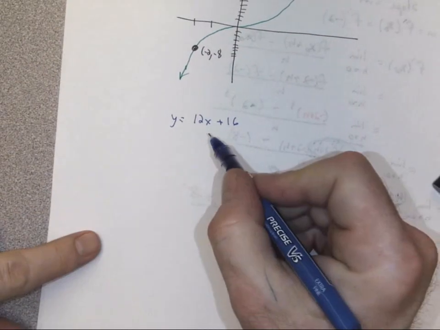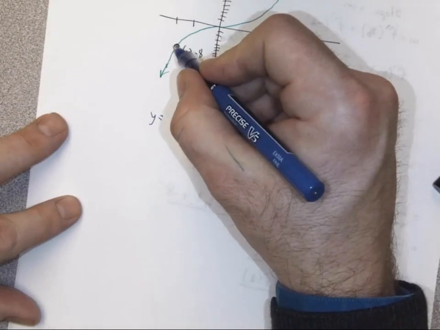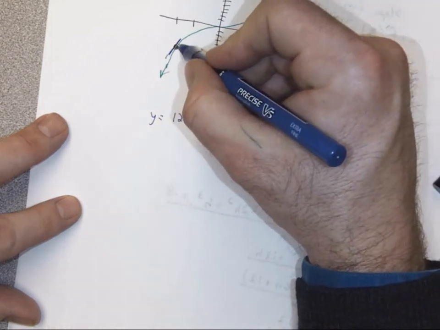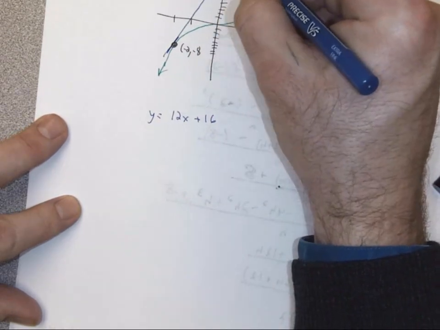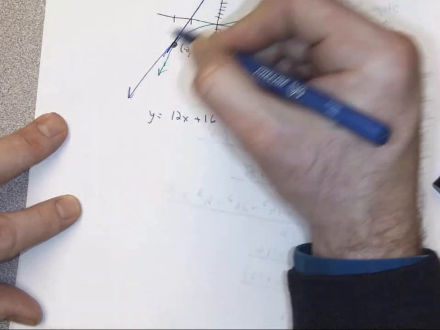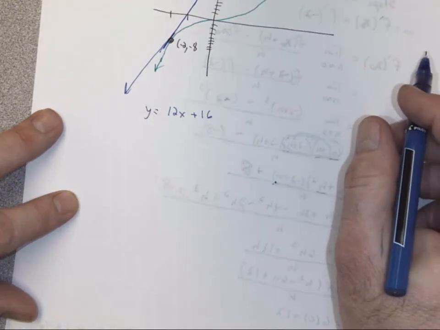Okay. If I graph this line, what's going to happen is it's going to end up being tangent to this curve here. The reason I'm picking 16 is because I know it's got a y-intercept of 16. So that's what it's going to look like. Move it down.